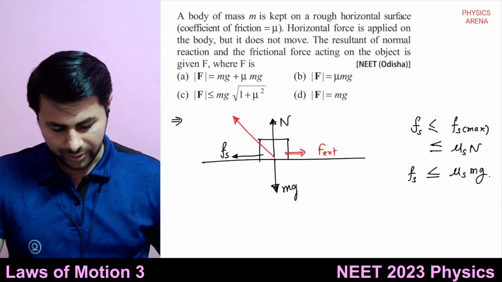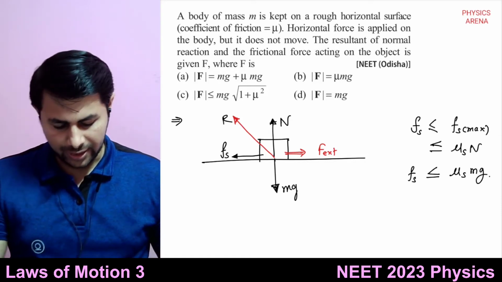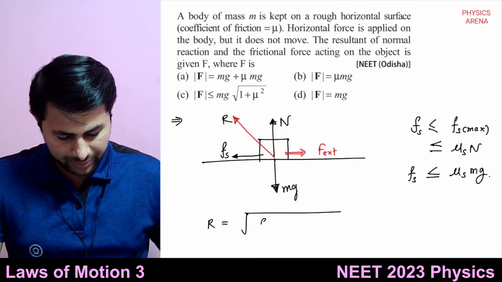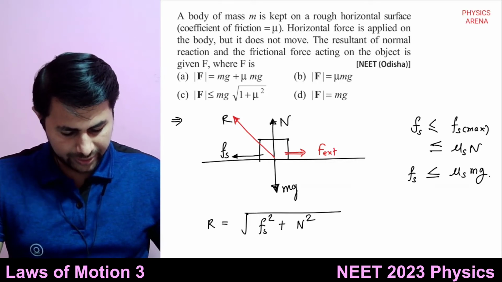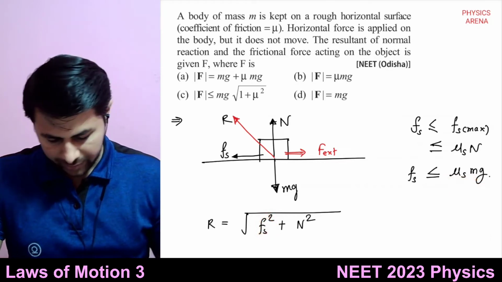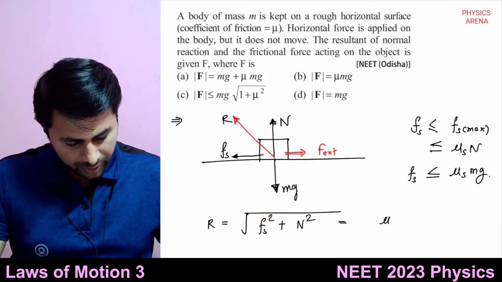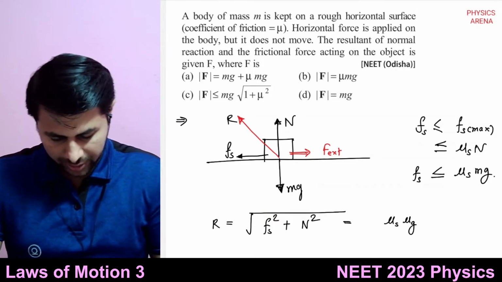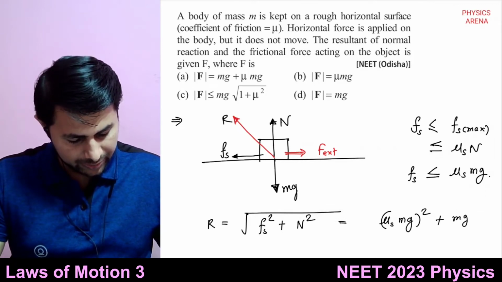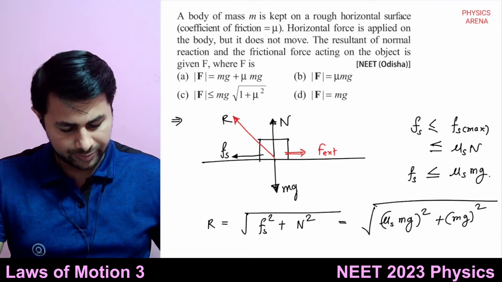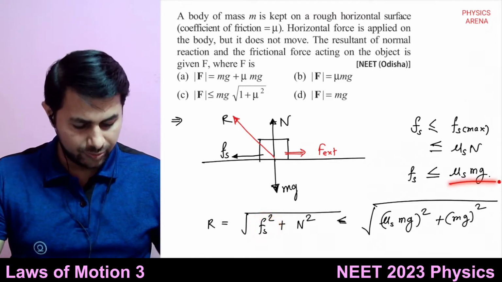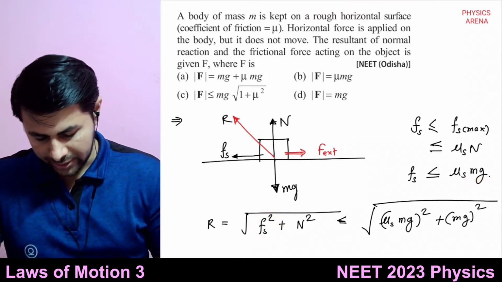Good. So this is R. R is equal to the square root of Fs square plus N square. And since Fs is less than or equal to mu s multiplied by mg, this is less than or equal to mg times the square root of mu s square plus one, taking mg out. So option C is the answer.